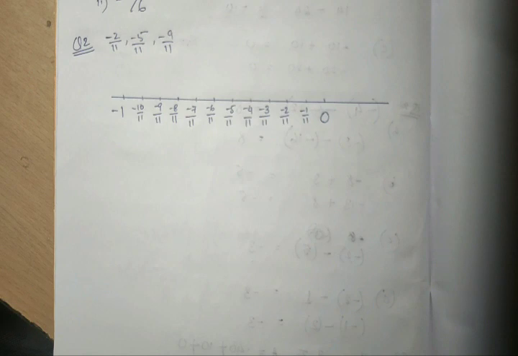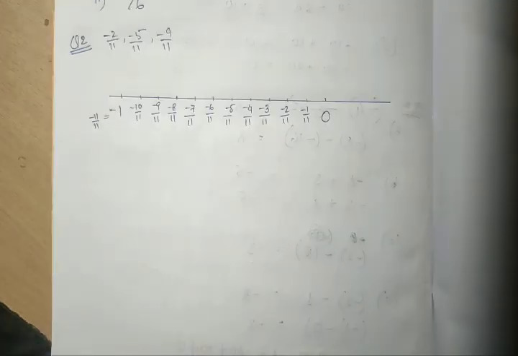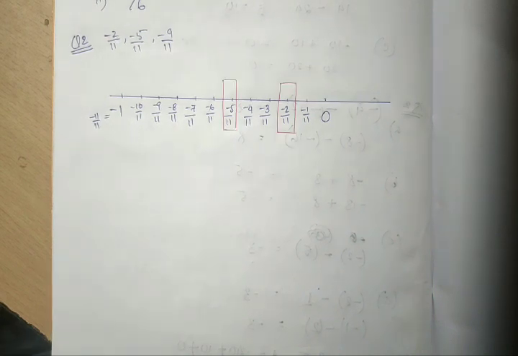Therefore -1 is what? It is nothing but -11 by 11, that is equal to -1 only. So now we will have to mark the given numbers, that is -2 by 11, where you can see -2 by 11. Yes, similarly -5 by 11. Next, can you mark -9 by 11? Yes, very good. So I think you have understood how to represent a rational number on the number line. So next question is very easy. We just have to write 5 rational numbers smaller than 2. That is very easy.